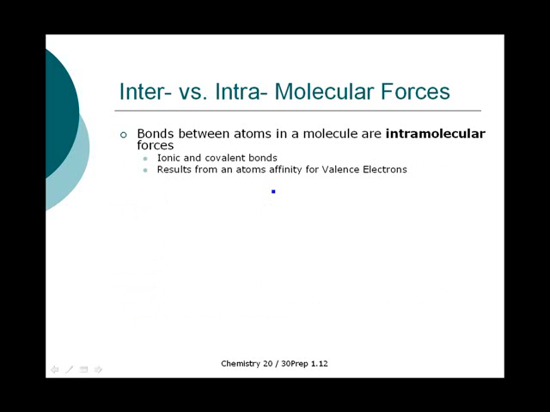So first we'll talk about inter versus intramolecular forces. The bonding forces we've been talking about so far are all intramolecular forces. They're ionic and covalent bonds, the bonds that hold an atom together or hold a molecule together. They're inside a molecule. And so they result from an atom's affinity for valence electrons. So it's all about having a stable electron configuration.